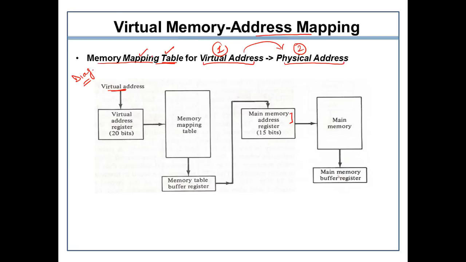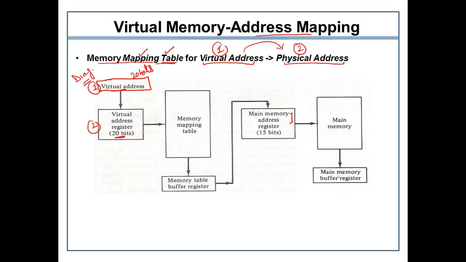The process actually starts from here. We will get a virtual address, which definitely consists of a higher number of bits. That virtual address, in this example, is of 20 bits. Once generated, it will be shifted into the virtual address register. Definitely there is an address, so it must be stored in some register. We call that register the virtual address register.